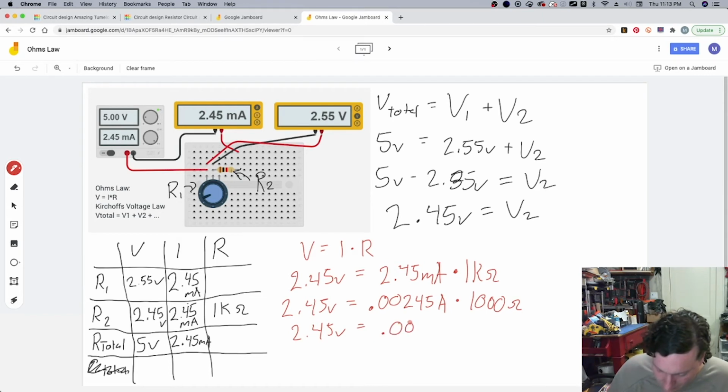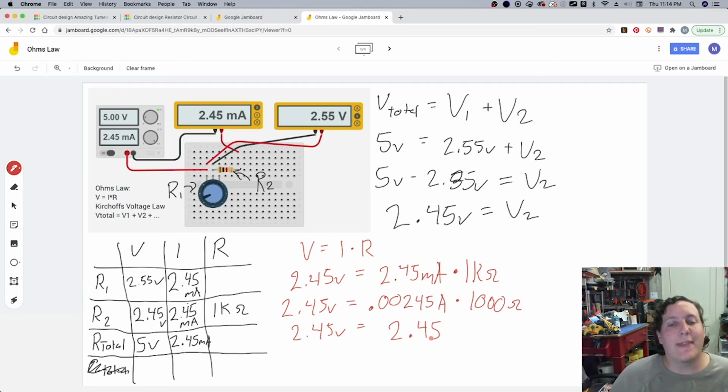Sorry, erase that for a moment. We know that we can take that 1,000 times 0.00245, and basically we're putting it back into 2.45. Amps times ohms is a little awkward, but when we consider the unit conversions going on, we're still getting the right value. So this is actually checking out. It's verifying what we needed to know.